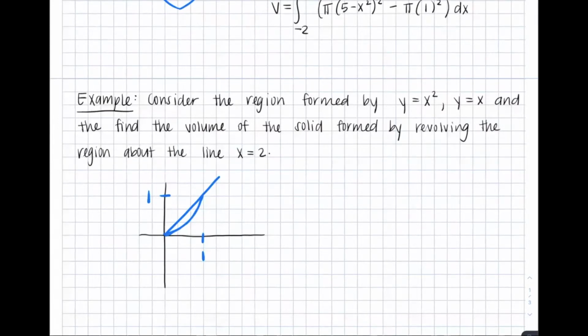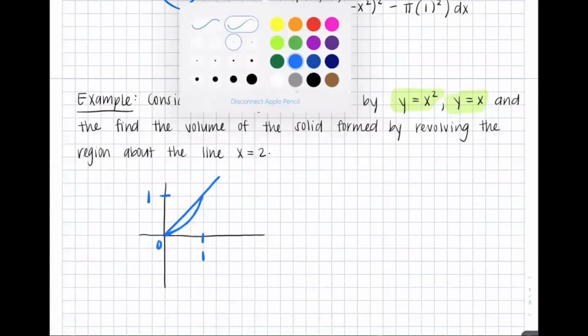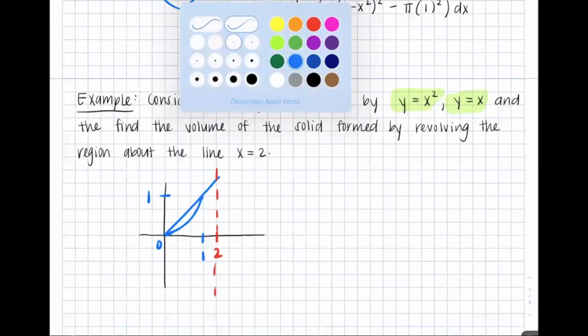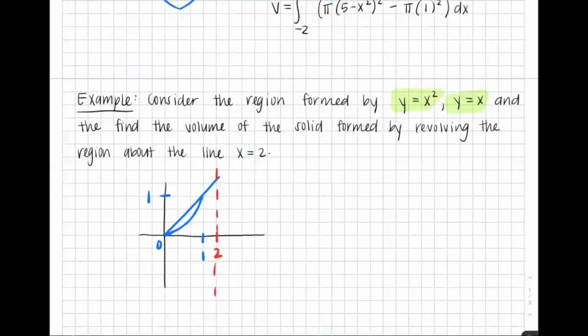Because the only time that these two functions intersect are when x and y are both equal to either 0 or 1, right? That's the only time. And so we already know our limits of integration, but we are going to flip this around the line x equals 2. And so what we're gonna have on this side is something that looks like this. Let's see if I can do this. It's not terrible. So these are the regions that we're looking at.